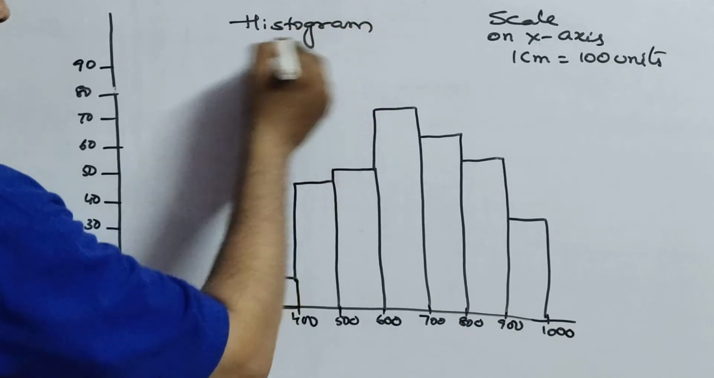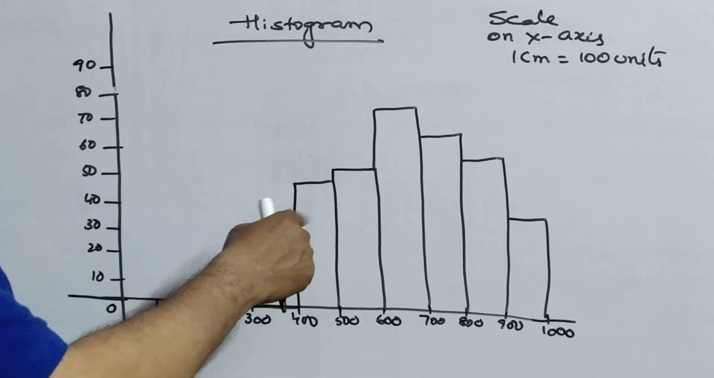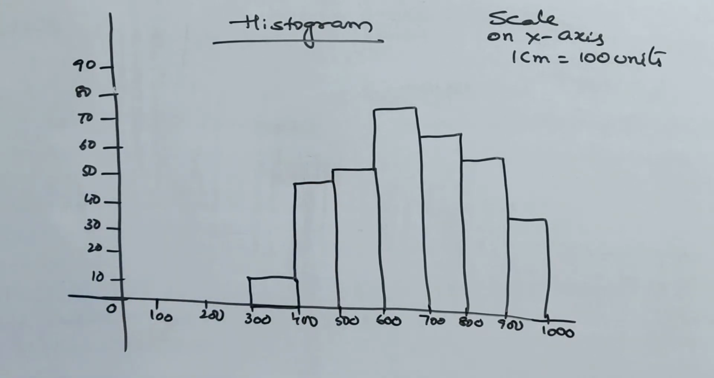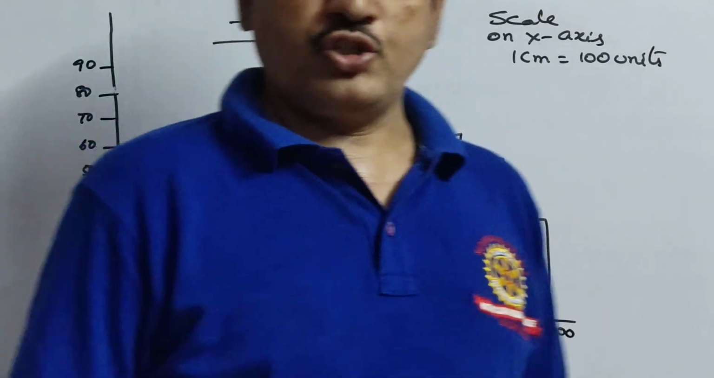Because there is a lot of difference between a histogram and a bar graph. In a bar graph we can see the gap between the rectangles, whereas in a histogram we cannot see any gap between the rectangles. That is the only difference between a bar graph and a histogram.